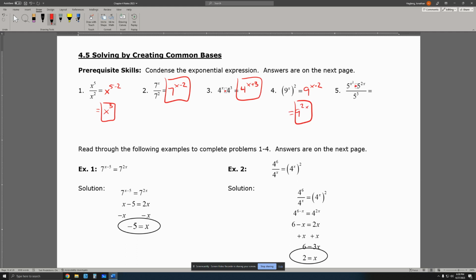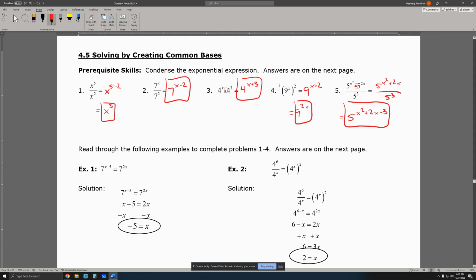And the last one here, number 5, we multiply in the numerator. So we're going to add those exponents, 5 to the x squared plus 2x, and that's all over 5 cubed. So what we're going to do then is our quotient rule. We're going to subtract those powers. So this is equal to 5 to the x squared plus 2x minus 3.